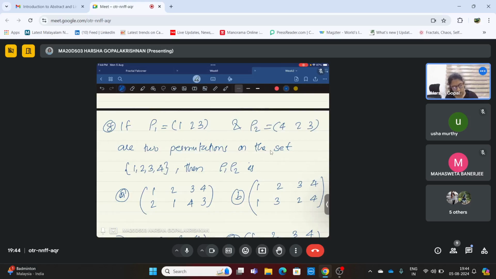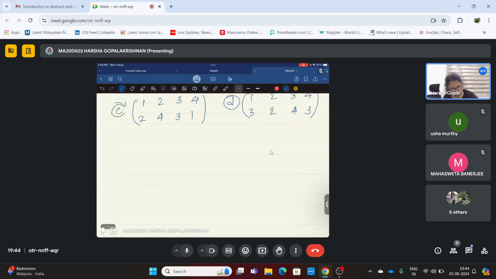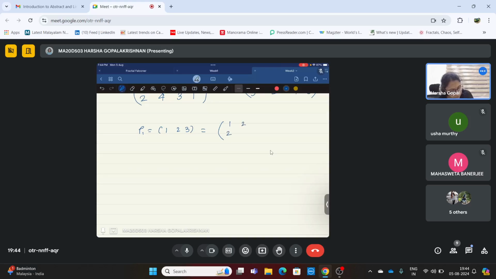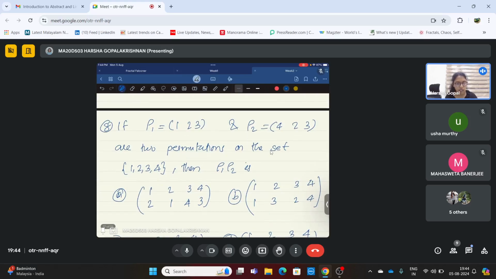Now this is a comparatively easy question. Rho 1 is given as (1, 2, 3) and rho 2 is given as (4, 2, 3), two permutations on the set A = {1, 2, 3, 4}. So rho 1 is, let me write, (1, 2, 3). That means 1 is going to 2, 2 going to 3, 3 going to 1. And to where is 4 going, can anyone tell? Because the question is given on the set {1, 2, 3, 4}.